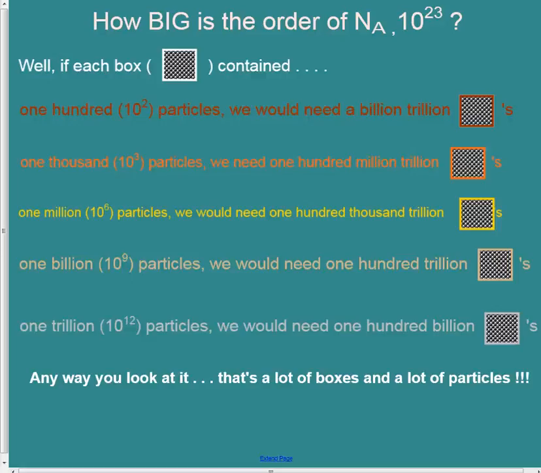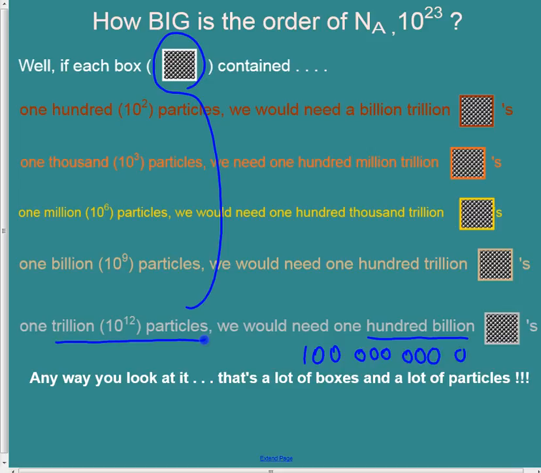If we had all the way down to the end, if there were a trillion particles, which is a huge number of particles in this box, if there were a trillion particles in that box, we would still need 100 billion boxes. That's huge. Okay, we need 100 billion boxes to actually make up just to the order of Avogadro's number. And then we would need 6 times more than that to actually match Avogadro's number. So it's a lot of boxes and a lot of particles.